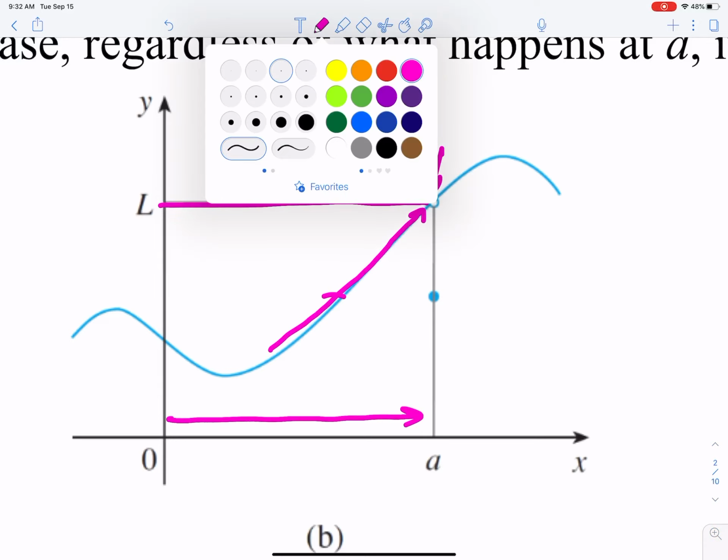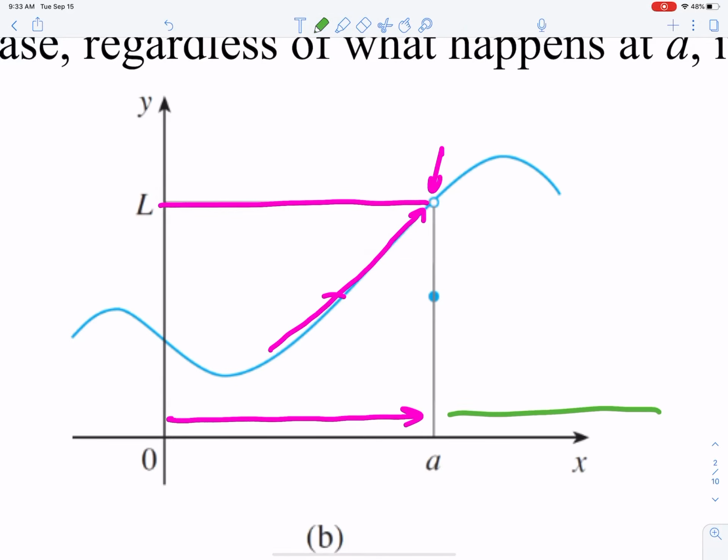Okay, and again, coming in from the right, approaching x equals a, the x value is bigger than a. Again, we don't care what's happening at x equals a, we're following the function, what's happening as we get close to x equals a. And again, we see it's approaching L, the function value is approaching L.